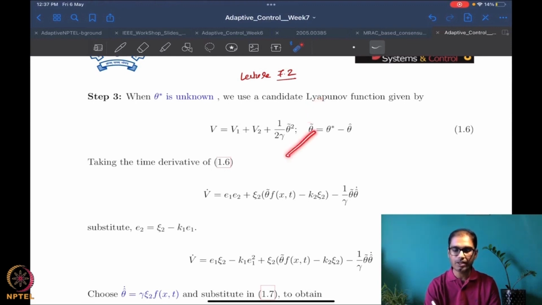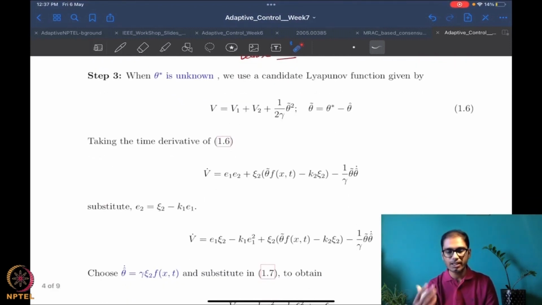Yeah, so for us, whenever we compute theta tilde dot, it is minus theta cap dot because theta star is a constant. This is the only thing where we need to remember how we define theta tilde. So I took the same Lyapunov candidate, which is what we've been doing in adaptive control. You take the known case Lyapunov candidate and add a quadratic term corresponding to the parameter error. That's exactly what we are doing here. All right, and then we take the derivative.